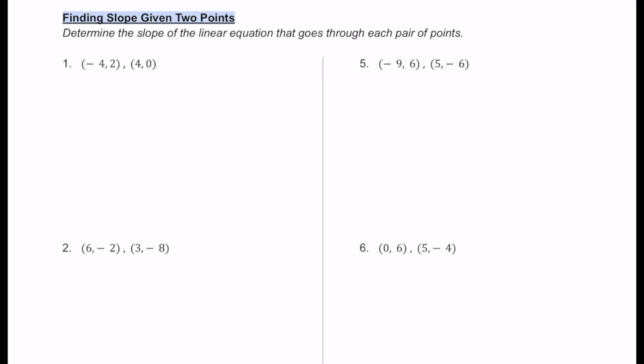Let's practice finding the slope given 2 points. For number 1, we have this point (-4, 2), which we're going to go ahead and call x1 and y1. Then we have this (4, 0), which I'm going to call x2, y2.